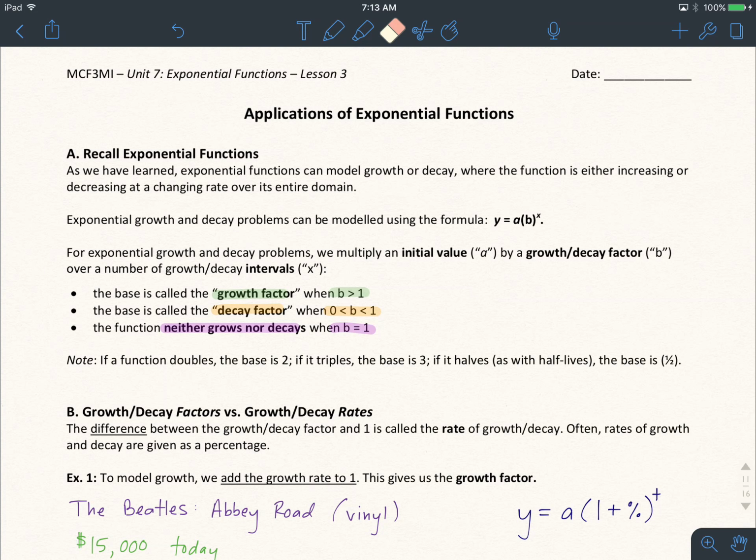Hello and welcome to lesson number 3 in Unit 7, Exponential Functions in our Grade 11 University College math class. So today we're looking at applications of exponential functions. This is a nice next step away from exponential growth and exponential decay. The first part of this lesson is just a recall. It talks a little bit about the formula that we've been developing.